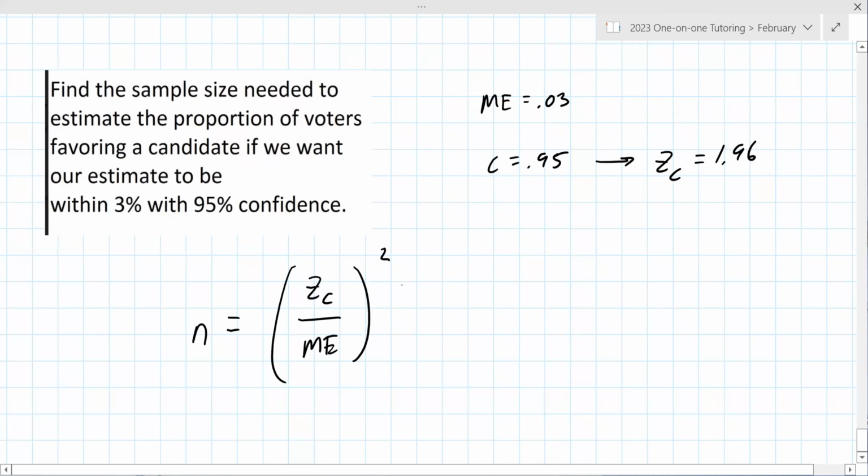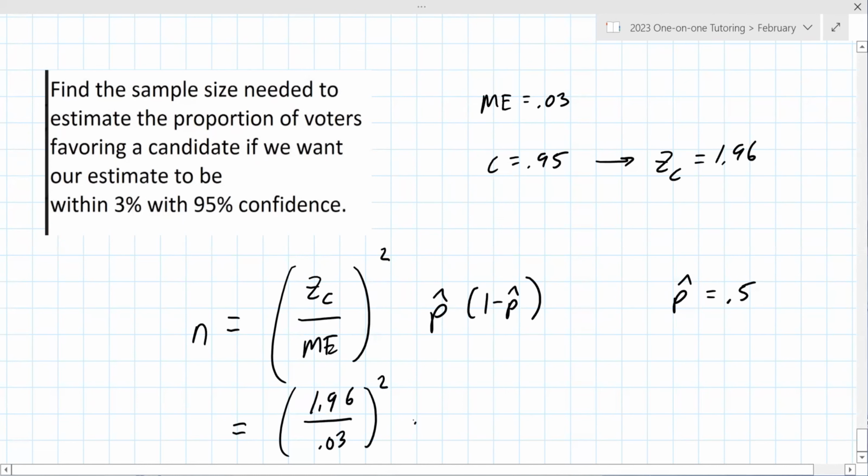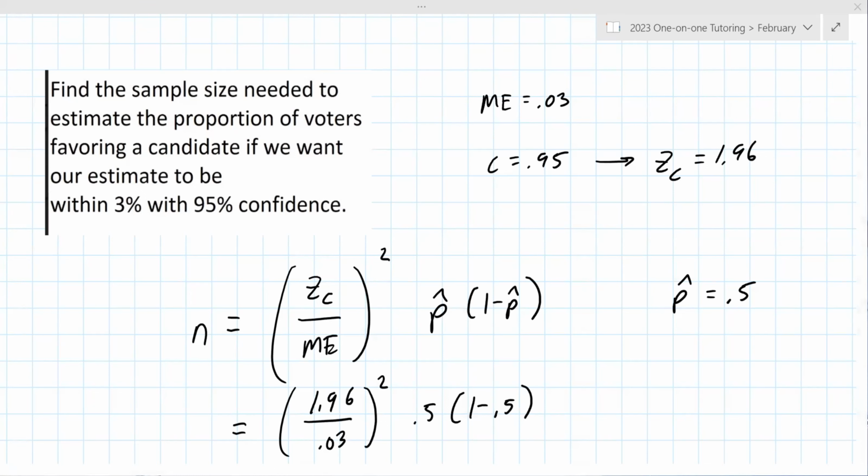But then there's this little additional thing that it doesn't really talk about here. So it's p hat times 1 minus p hat. And notice they don't give you that value. So if you don't know p hat, you use 0.5. That's just a standard thing here. ZC is 1.96, margin of error is 0.03 squared, p hat is 0.5, 1 minus 0.5. Go ahead and calculate that. And again, you do want to round up here when you're doing this calculation.